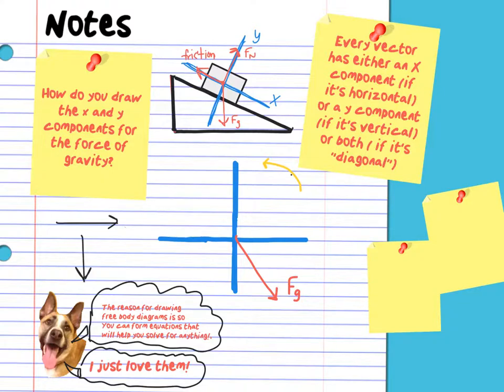So how do you add vectors? Well, we're going to start by drawing here the y vector, and then you add by putting the tail of the x vector at the head of the y vector. So this is the force of gravity y component, and this is the force of gravity x component.